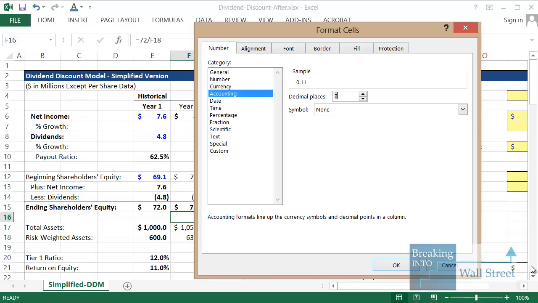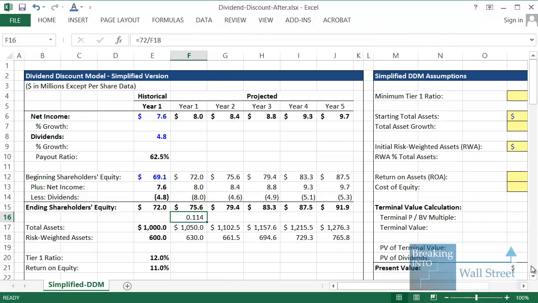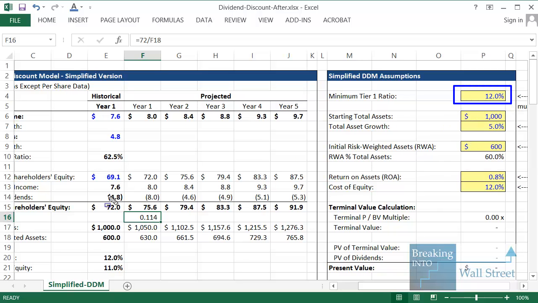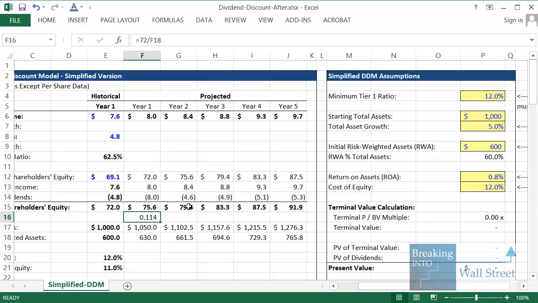Well, this is only around 11.4%. Which if you look at it, it doesn't meet our minimum tier 1 ratio of 12%. So this is less than that ratio, and that's why it's critically important that you calculate dividends like this for a commercial bank when you're doing a dividend discount model.